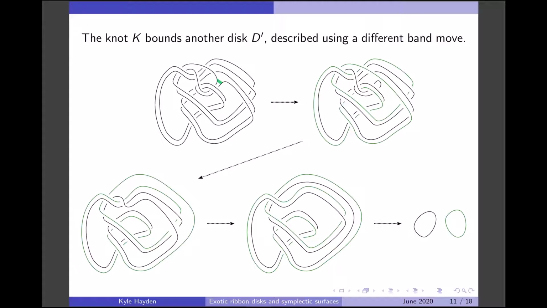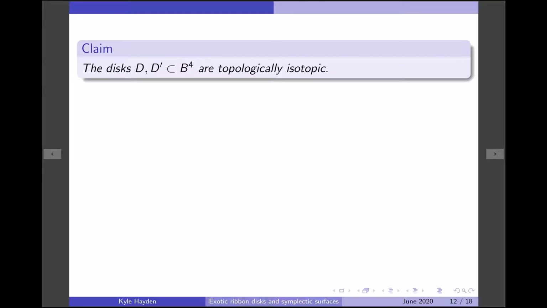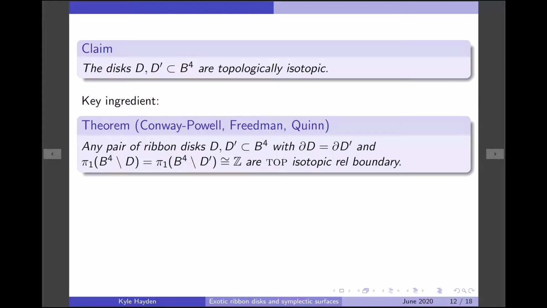Now, the key claim is that these are going to be smoothly exotic. But to start off, we need to show somehow that they're topologically isotopic. That's our first order of business. The key ingredient is going to be a recent theorem of Anthony Conway and Mark Powell that builds on earlier work of Freedman and Quinn. It states that any pair of ribbon disks in the four-ball that have the same boundary and whose complements have infinite cyclic fundamental group are going to be topologically isotopic rel boundary.